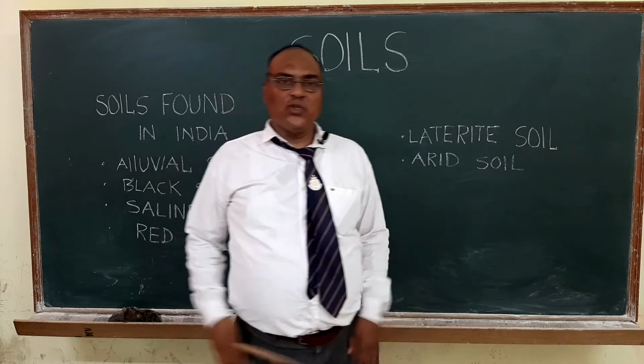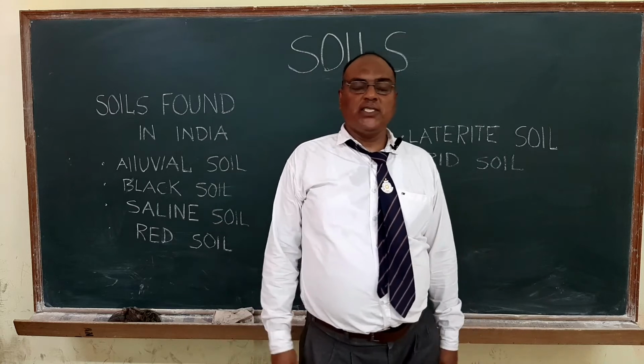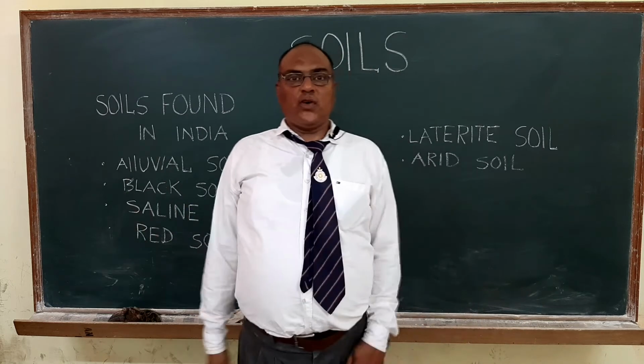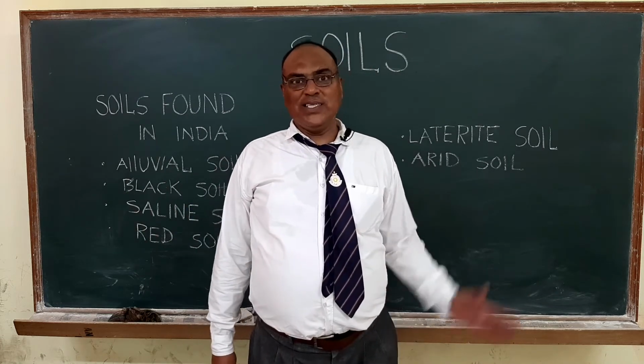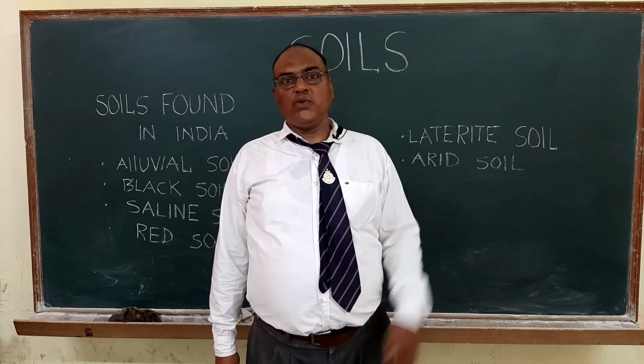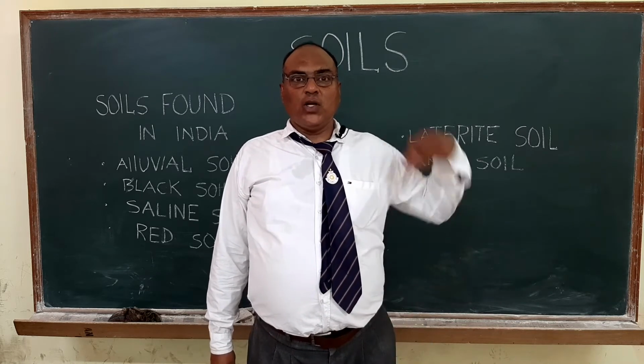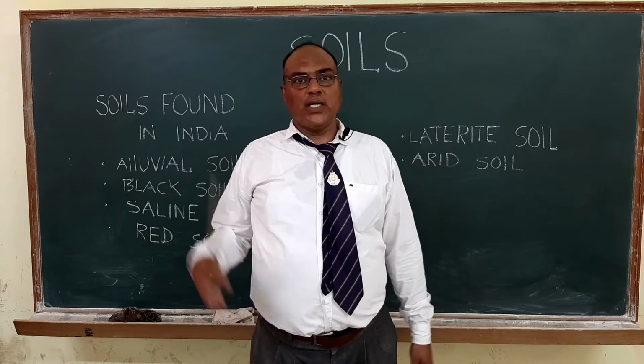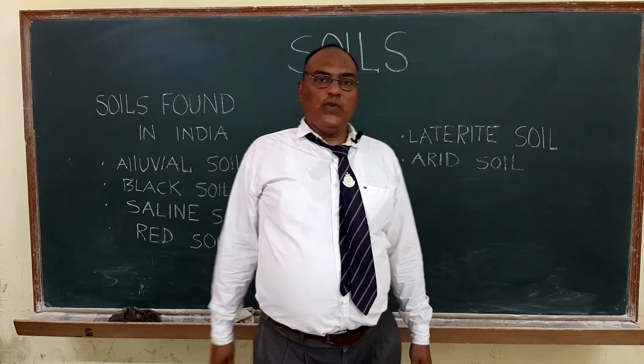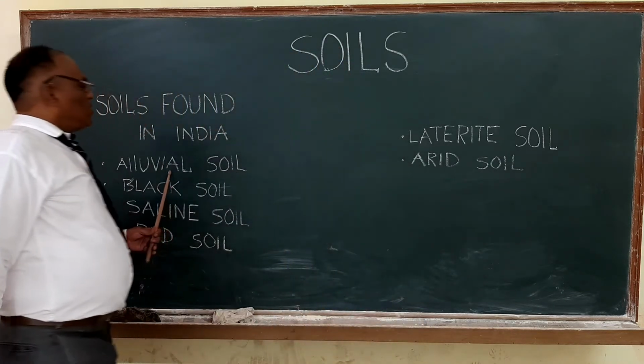उसमें कोई बदलाव नहीं होता, they never get transported from one region to another. The second type of soil, which is called transported soil, is transported from one region to another. ये soil बनती कहीं और है लेकिन पहुंच कहीं और जाती है. So alluvial soil is one of it. Alluvial soil is like that.